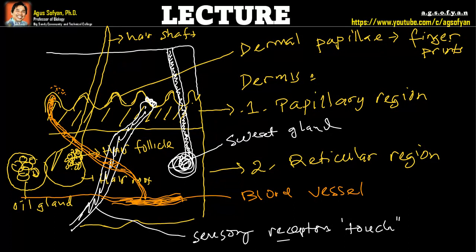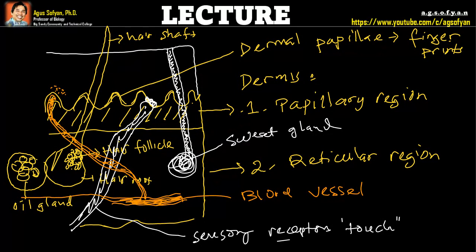As we know, the function of the skin for protection is mainly given by the epidermis, because the epidermis consists of many layers of cells that are able to protect against water loss, microorganisms, physical damage, chemicals, and other things that might harm our body. And the second function, control of body temperature, will be given by the dermis.